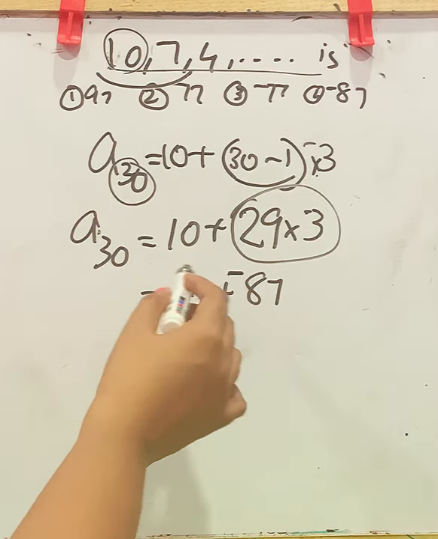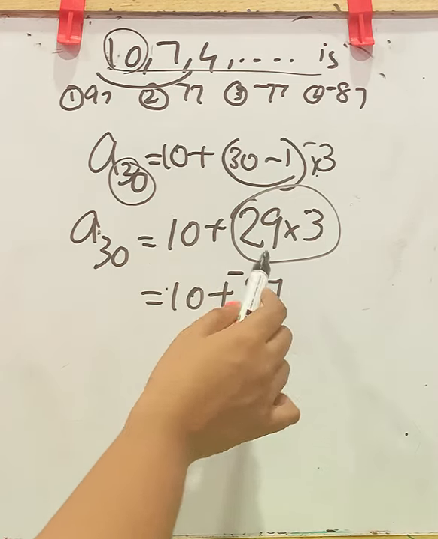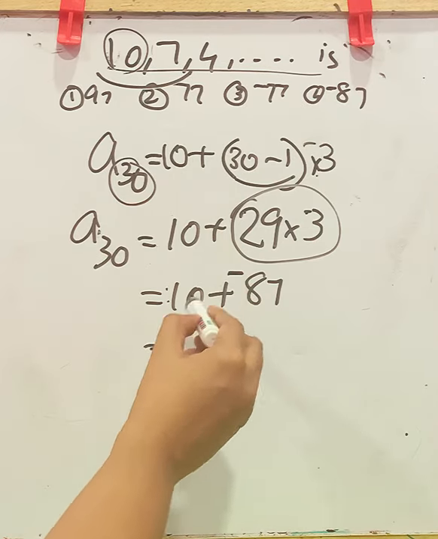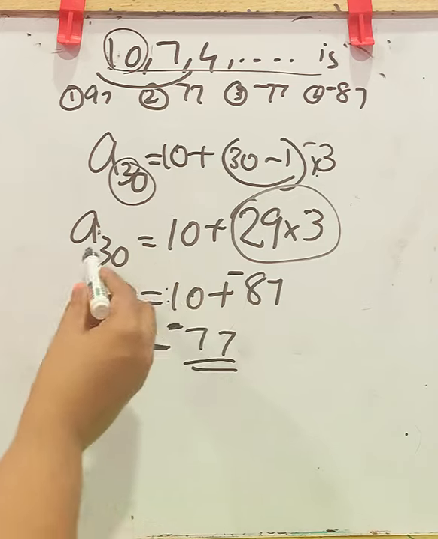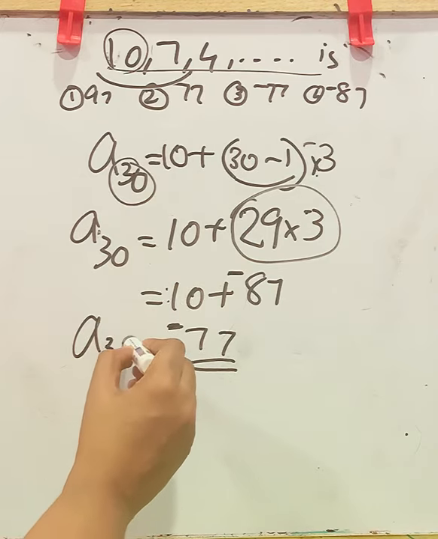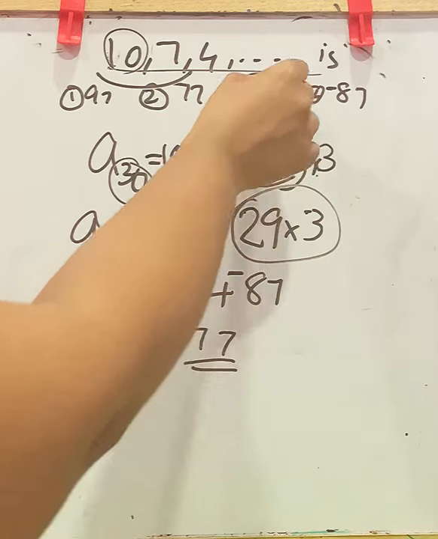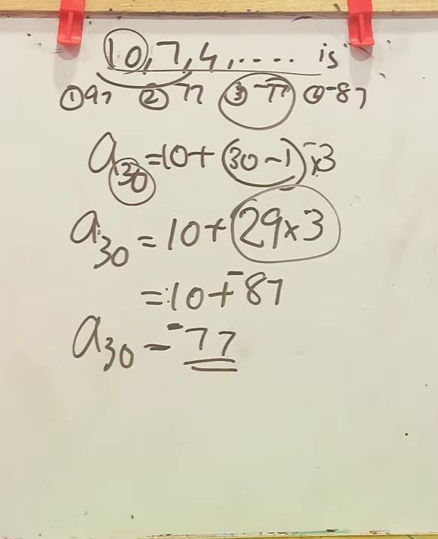Now opposite signs addition, that is plus and minus here. So subtract the smaller number from the bigger number and put the sign of the bigger number: minus 77. a30, that is the 30th term, is negative 77. Yes, we have a choice here. Negative 77 is the correct answer.